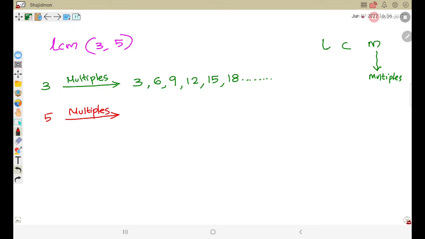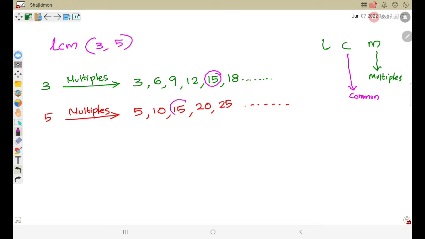So what are the multiples? First number 5, then add 5 again: 5 plus 5 is 10, 10 plus 5 is 15, 15 plus 5 is 20, 20 plus 5 is 25, like that it is continuing, correct. Now what is the next step we need to do? See, we need to take a common multiple. Common means what is the common number here? You can check, 15 is common.